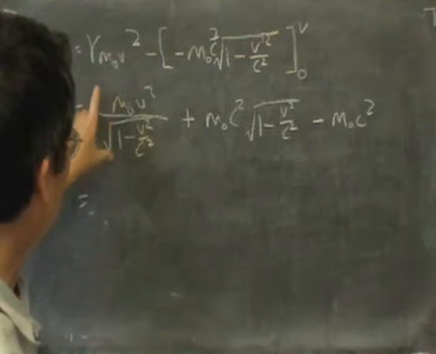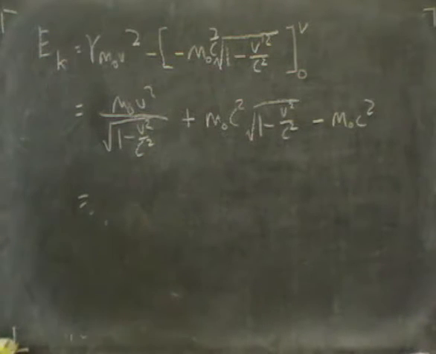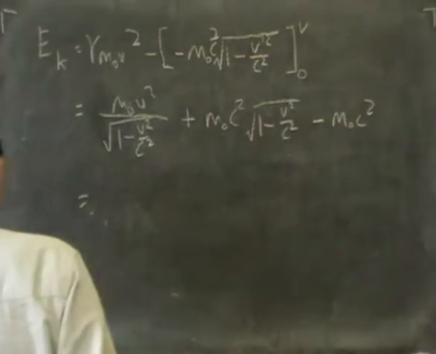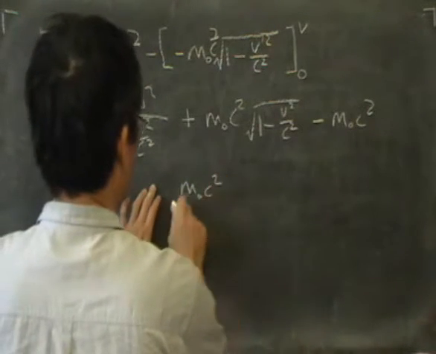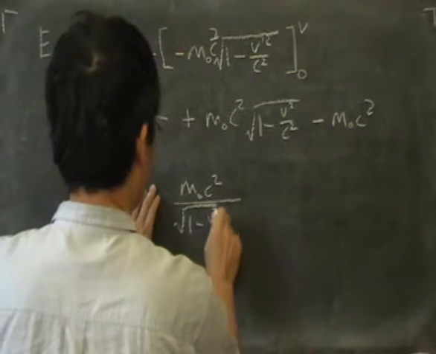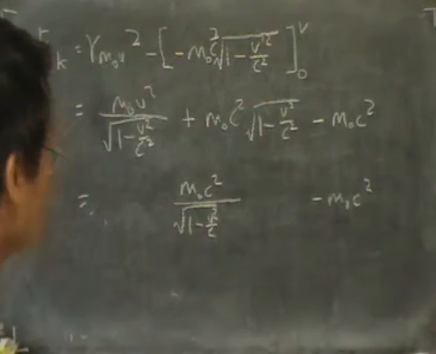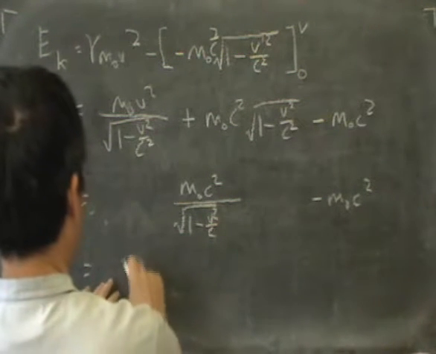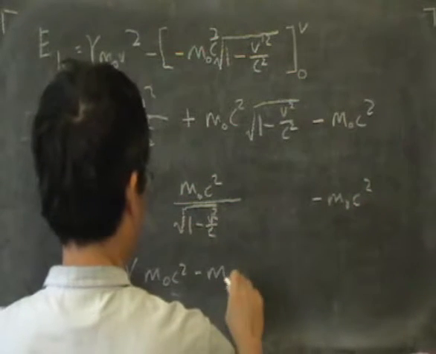And now we have a bit of algebra to do down here. If you combine the two fractions, you will find m naught c squared over square root of 1 minus v squared over c squared. I'll leave you to try that out. But that is just the Lorentz factor again. So I have gamma m naught c squared for this and minus the m naught c squared.